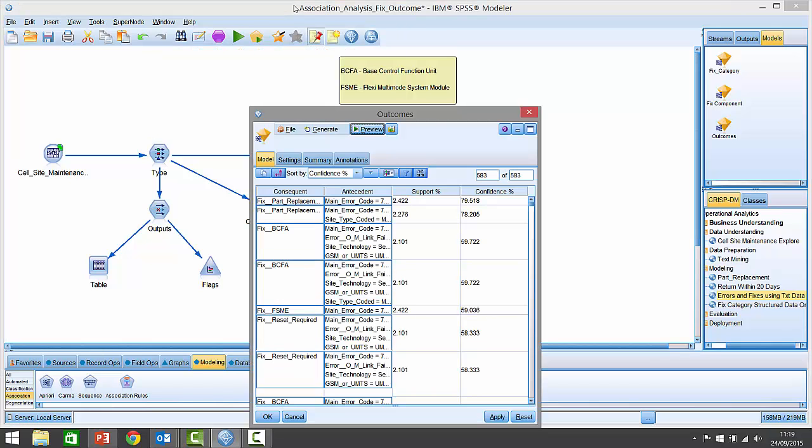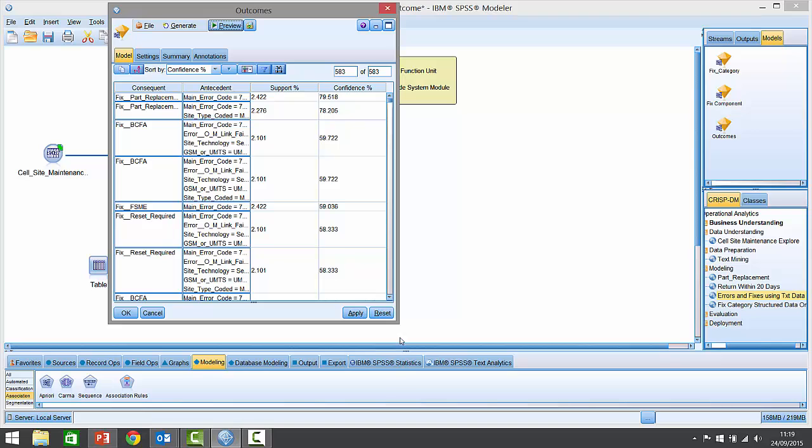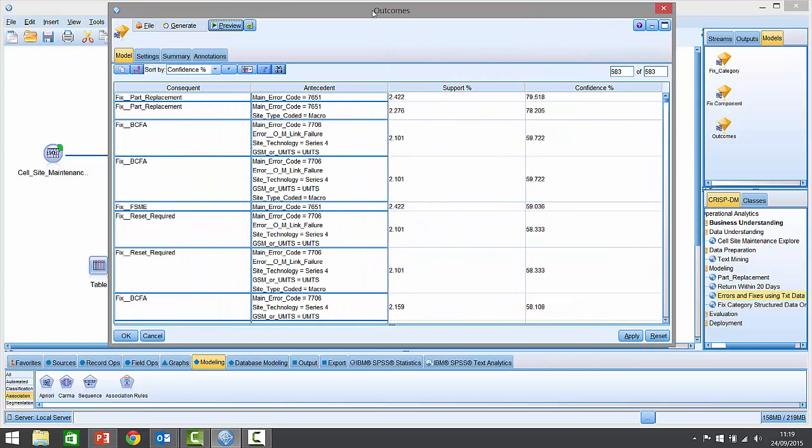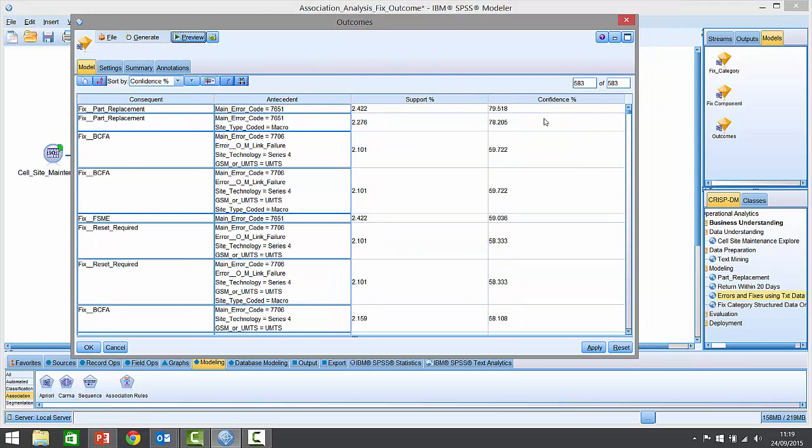If we click edit to look inside it, we can see that it starts off as a fairly simple table, and it's sorting the rules in order of confidence. What we mean by this is how often that rule is correct. The confidence value is just the percentage of times that rule is correct. And basically what we're seeing here is a main error code, 7651, and 79% of the time when you get that error code, a part replacement is required.